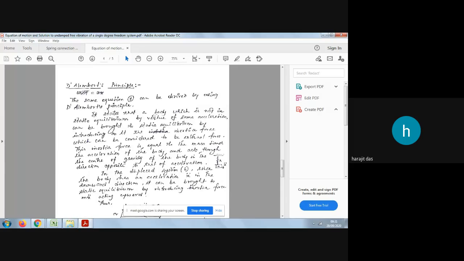It states that a body which is not in static equilibrium by virtue of some acceleration can be brought to static equilibrium by introducing on it the inertia force, which can be considered to be an external force. Okay, so this inertia force is exactly equal to the mass into the acceleration of the body and acts through the center of gravity of the body in the direction opposite to that of acceleration.